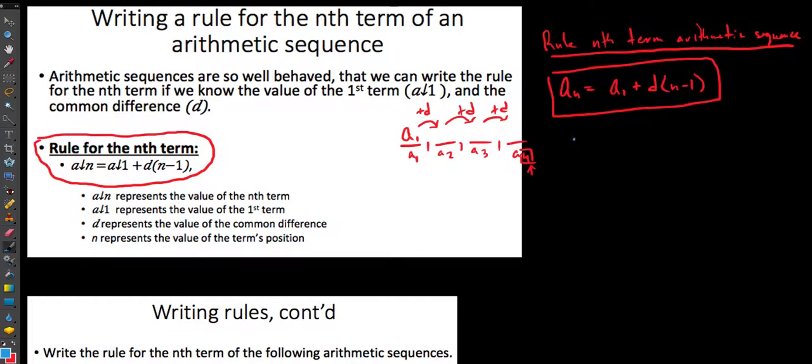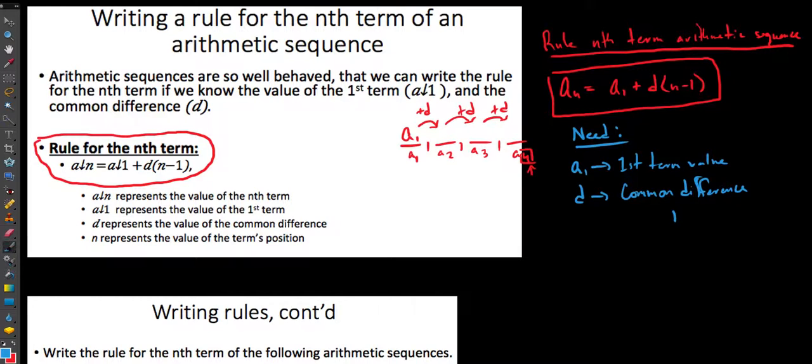So what are some things that are worth mentioning here? Well, the only two things that we need in terms of our grocery list in order to write a rule are these two things right here: A1, which is our first term value, and D, which is our common difference. By the way, if you would like a symbolic representation of this, remember that D is equal to any given term minus the term value right before it. If you were to evaluate this, you would have your common difference.